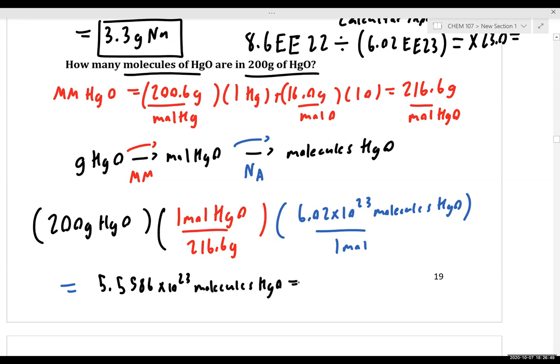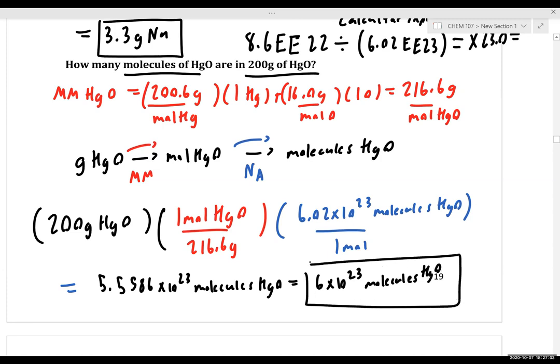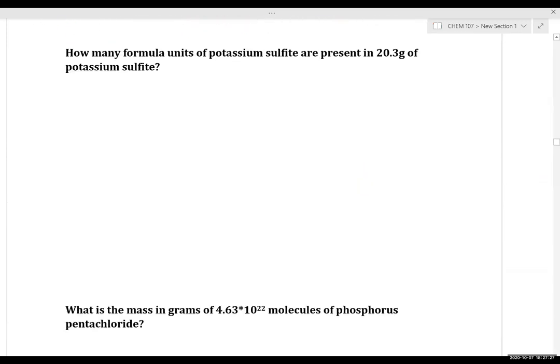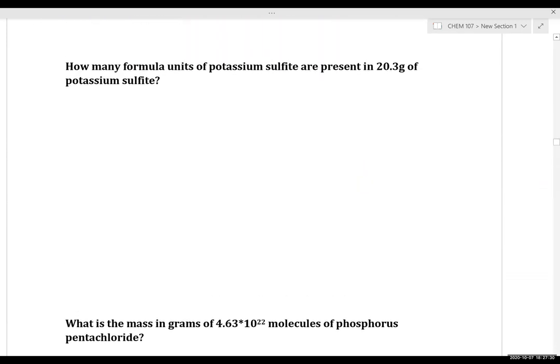molecules of mercury oxide that we round to 6 times 10 to the 23rd molecules of mercury oxide. Does this question make sense? Does this process of multi-step conversions make sense to everyone? Does this make sense to everyone so far? Perfect. So let's look at some examples where we have to deal with nomenclature.